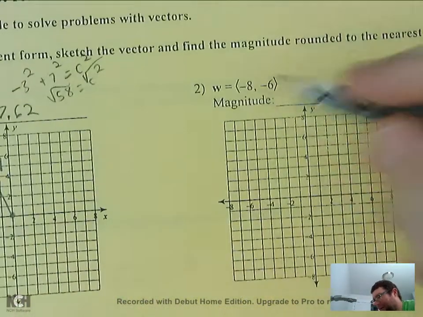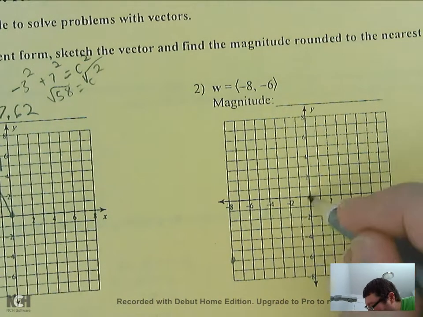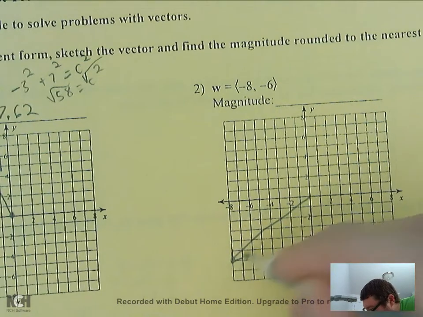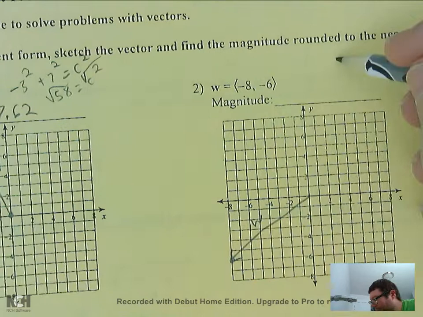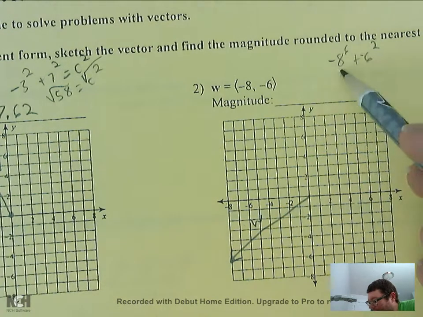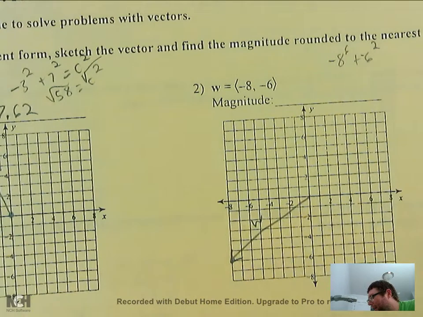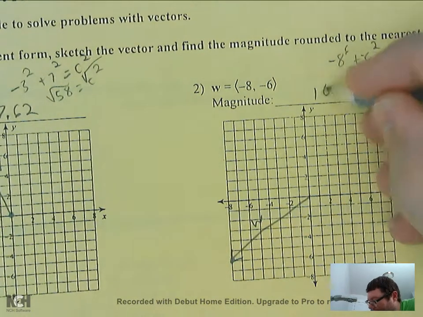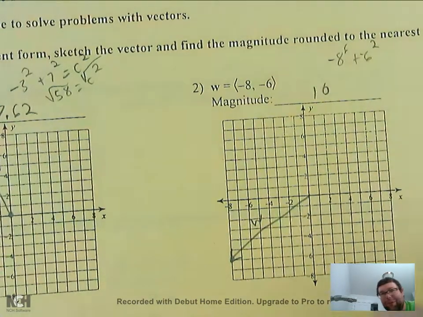Okay? And again, -8, -6. So -8, -6 is this point right there. So there's my vector, vector W. And again, we just do -8 squared plus -6 squared, which would be 64 plus 36, which is 100. And then you square root that and you would get 10 as our magnitude. Look at that, I did it in my head. It was a tough one.